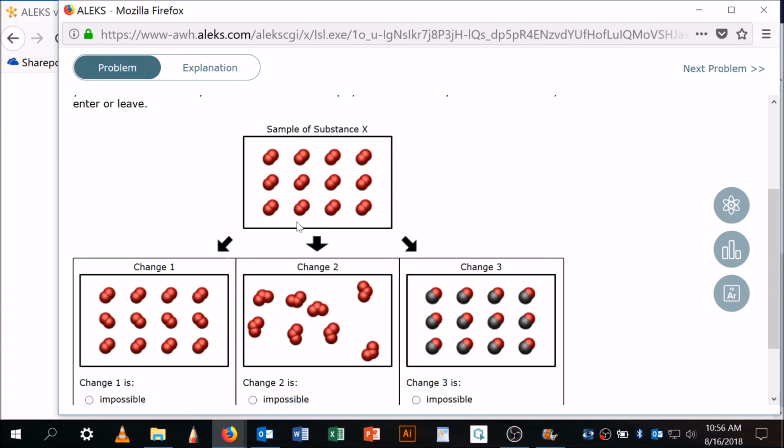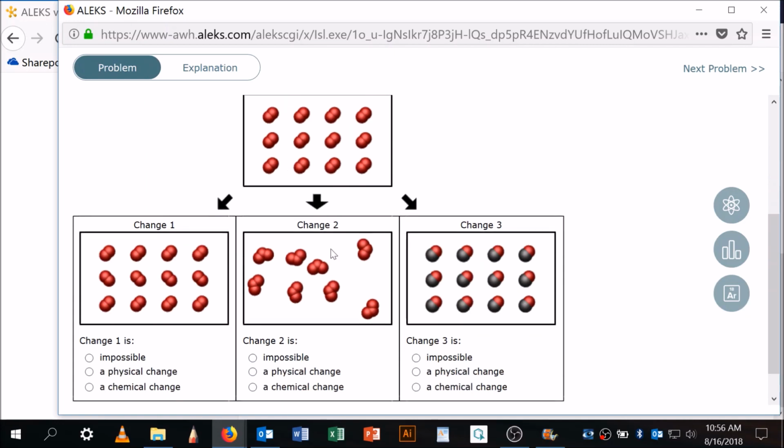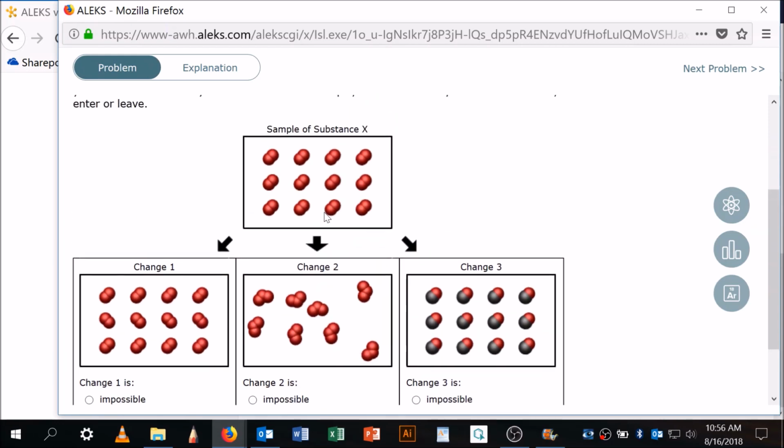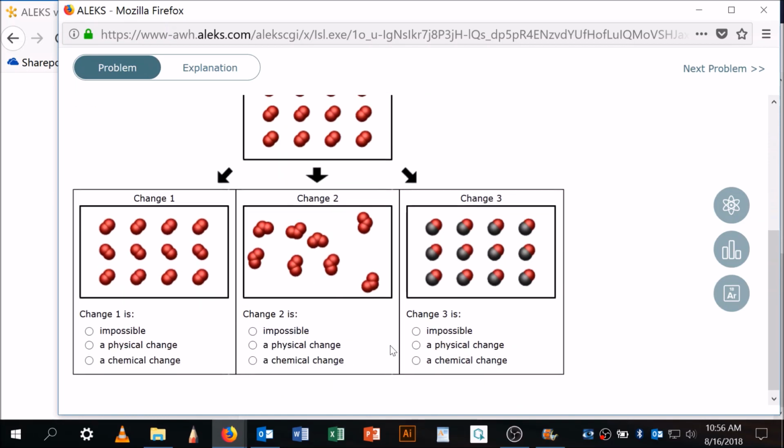All right, so yeah, it looks like there's the same number of atoms as you have here, right? But they have different connectedness. So this is a chemical change, right? Because you're changing bonds. So that makes a chemical change.